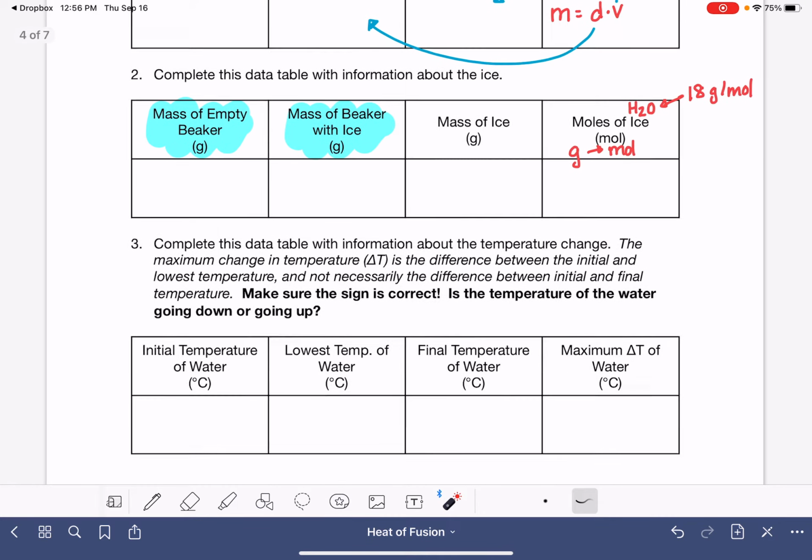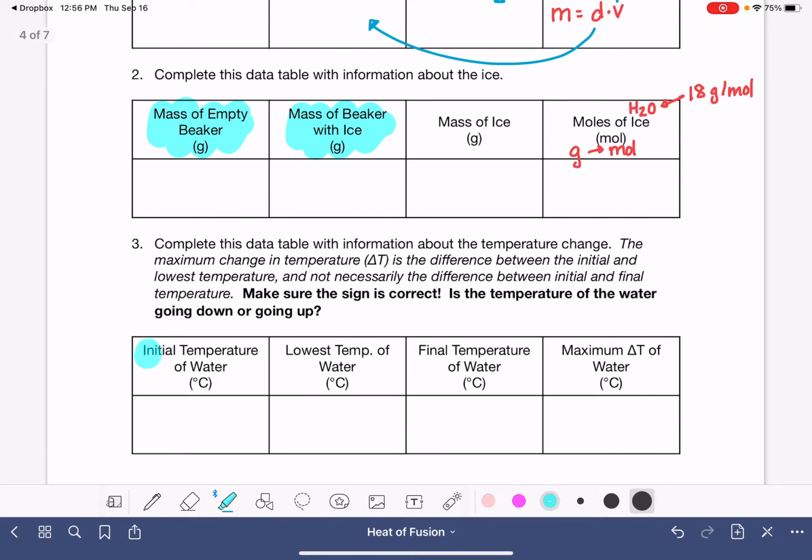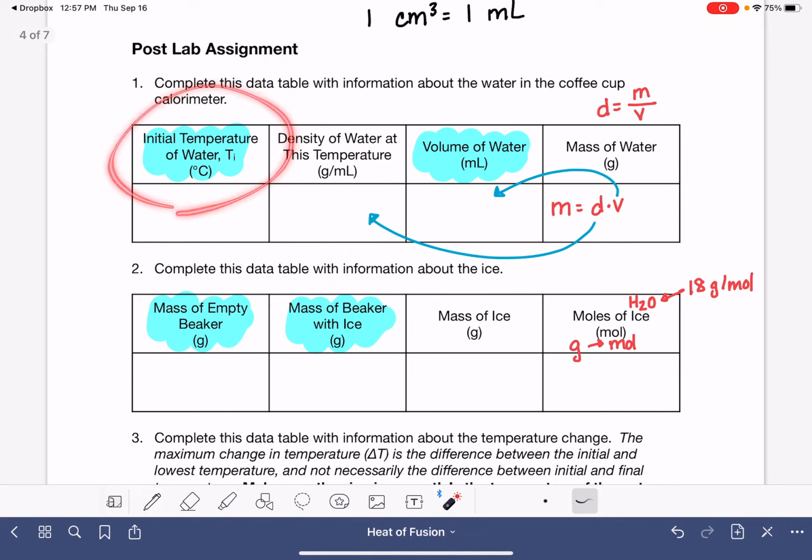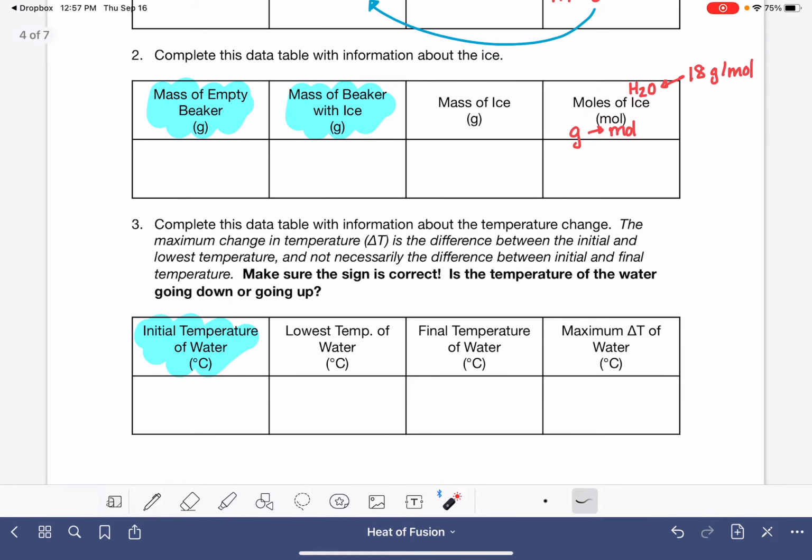Now, again, we've got some data that you're going to collect in the lab. You have your initial temperature of water. That is going to be the same number that you've got right here. We just got it in a different table. And you'll allow the experiment to take place, the melting of the ice. And you're going to write down two numbers. You'll have a lot of numerical data. You'll be reporting the absolute lowest temperature that your water reached during the experiment. And you'll also be reporting the final temperature. That's going to be the temperature where you decided to just stop the experiment.